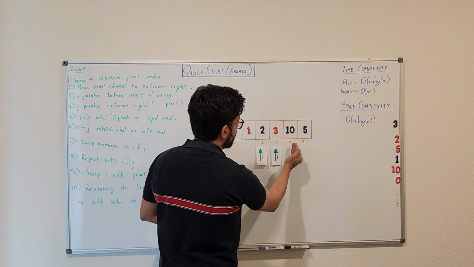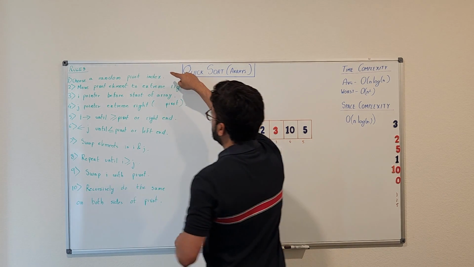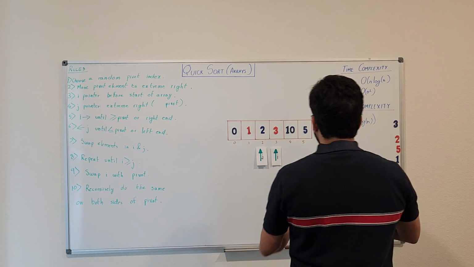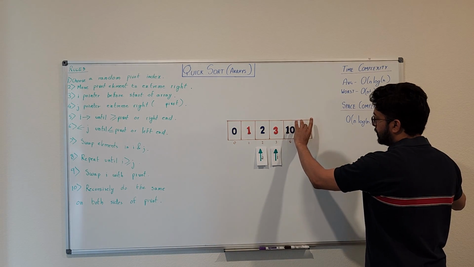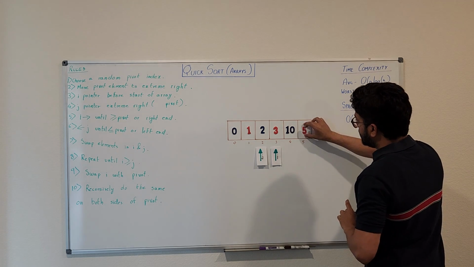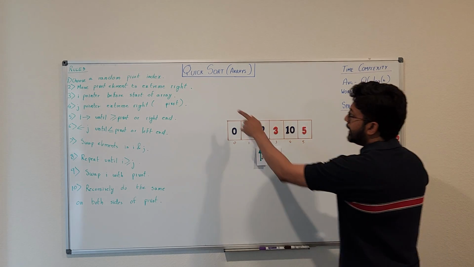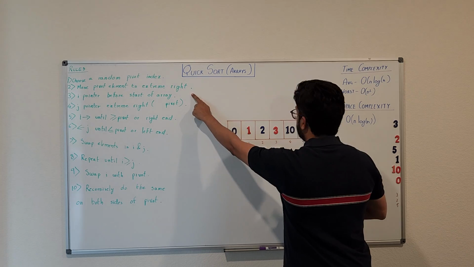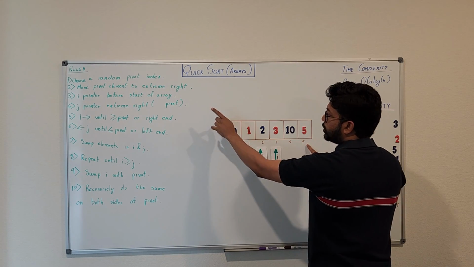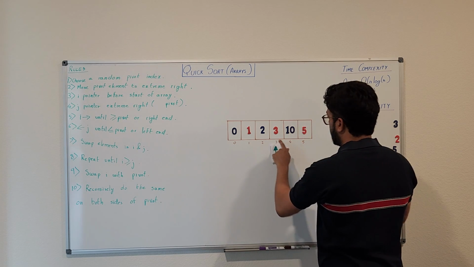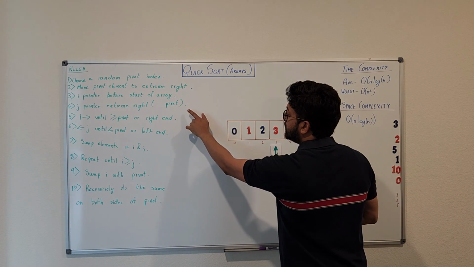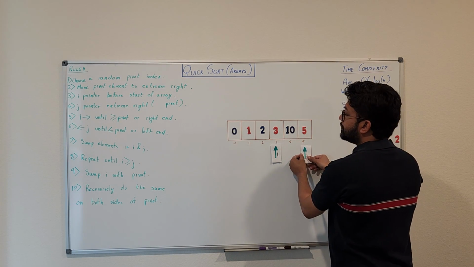Now again right, 4 to 5, do the same thing. Choose a random pivot index. Suppose I choose this as my random pivot index. Okay. No need to swap this right now because it's already at the right end. We already moved it to extreme right since it was already there. i before start. So i will come here at 3. j extreme right at the pivot here.